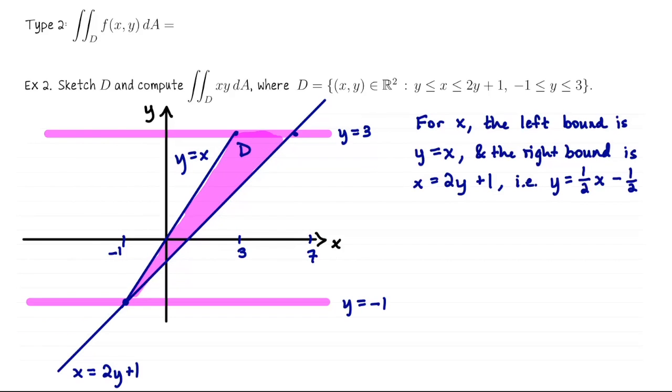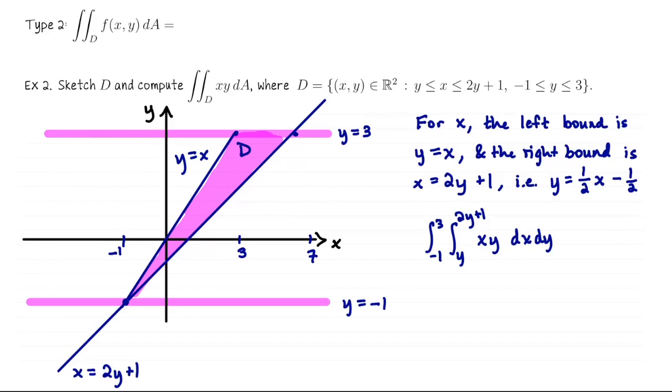Okay, so the integral we're going to set up is going to have y constant bounds on the outside. So our outside bounds are from negative 1 to 3. The inside bounds are from y to 2y plus 1. And then our integrand is xy. And then with the type of region we have, we're going to integrate first with respect to x, then with respect to y. So this is dx dy.